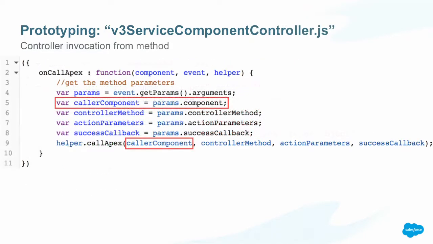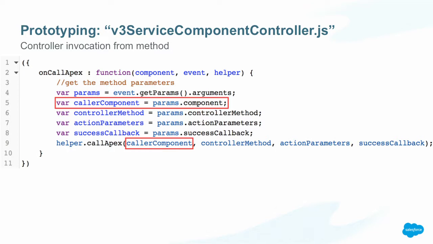So when I jump to the controller, and that's probably also something strange, I try to call a method, but actually I have component, event, helper as the parameters for my controller method. That is because the framework is designed that way. It's always these three parameters in controller methods.